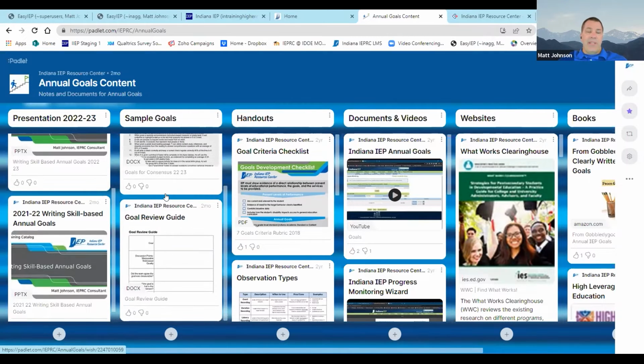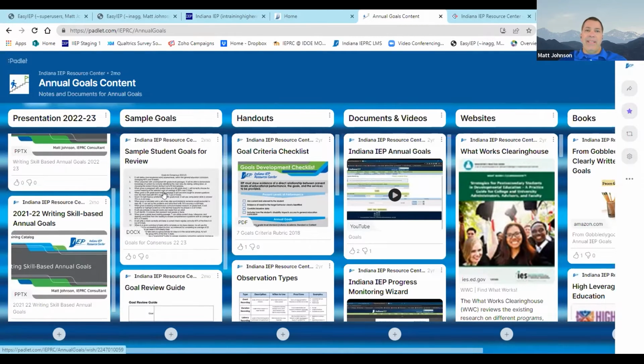There's some samples here and a guide. We'll talk a little bit about that today. With the time constraints we have, we'll probably do more things together as we get through it. But I want to make sure you see these pieces. The handouts are pretty helpful.